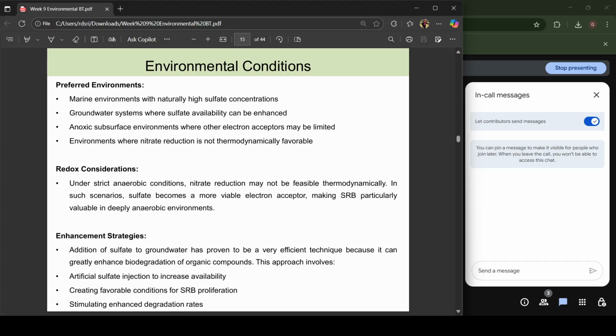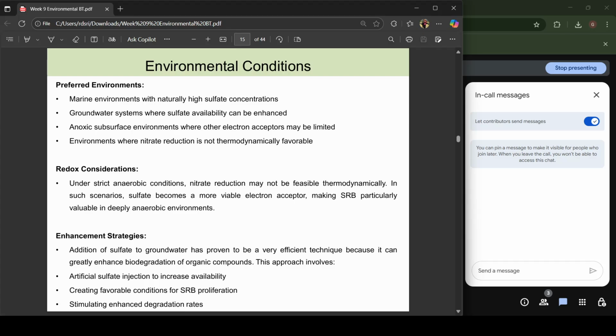So the preferred environments for the sulfate reducing bacteria are marine environments with naturally high sulfate concentration, groundwater systems where sulfate availability can be enhanced, anoxic subsurface environments where other electron acceptors may be limited, and environments with nitrate reduction having thermodynamic limitation. So when we saw the sequence of terminal electron acceptor usage, we saw oxygen followed by nitrogen followed by manganese, iron, and then sulfate.